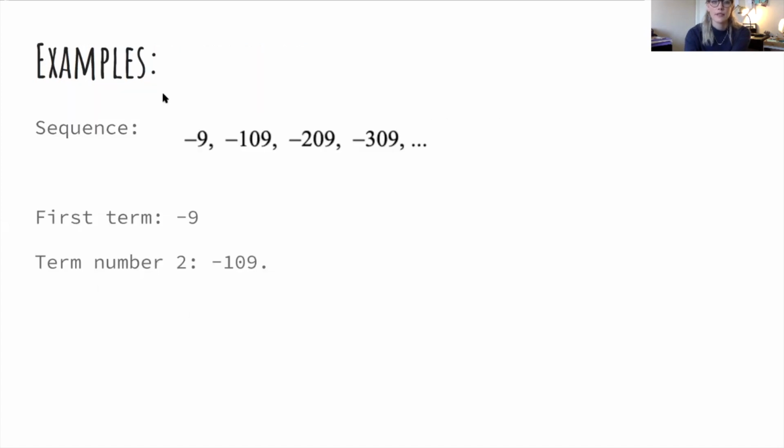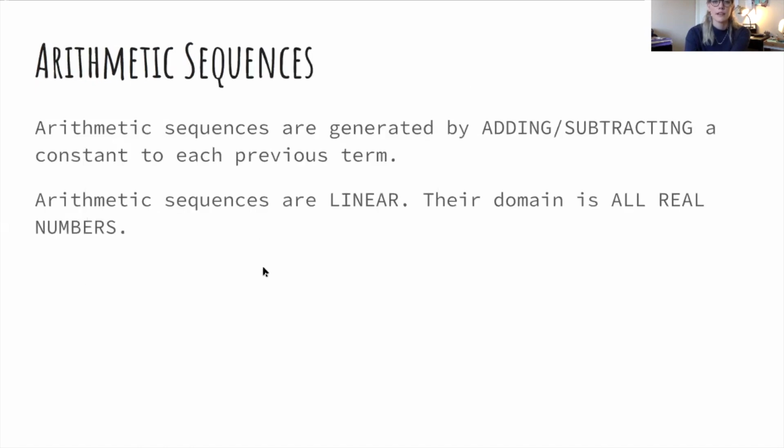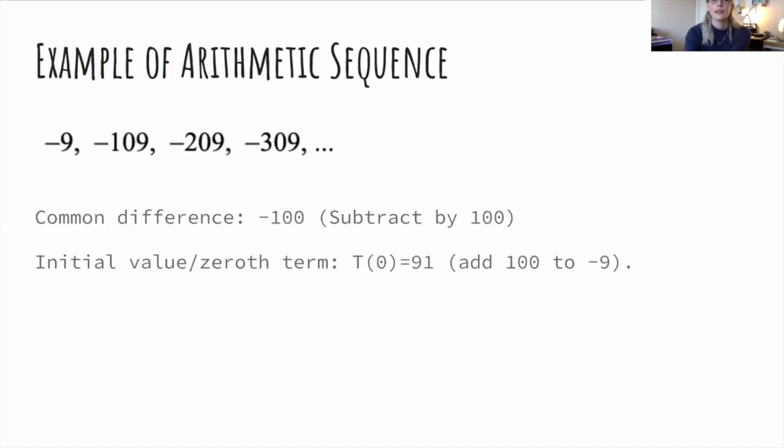Arithmetic sequences are a type of sequence that are generated by adding or subtracting a constant to the previous term. So in this sequence right here, we can actually see that this is an arithmetic sequence. Arithmetic sequences are linear, and their domain is all real numbers. So that means you can plug anything in and get any result in an arithmetic sequence most of the time. All right, and then this right here, like we just discussed, is an example of an arithmetic sequence. The common difference is -100. So to get from -9 to -109, you're going to subtract 100.